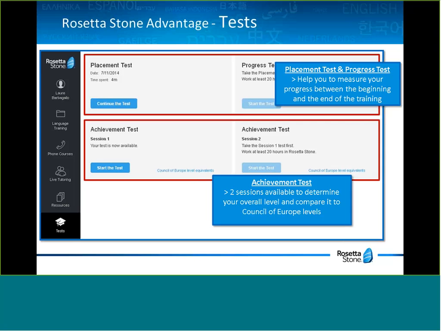In most cases, it's available after 20 hours of work on the platform and 15 days before the end of your training. Finally, you may also have access to take an achievement test. This test is available twice any time during your training period. The results will be comparable to those set by the Council of Europe.